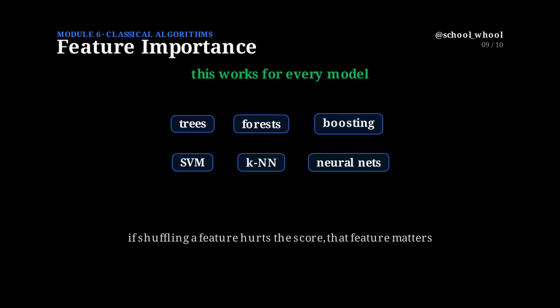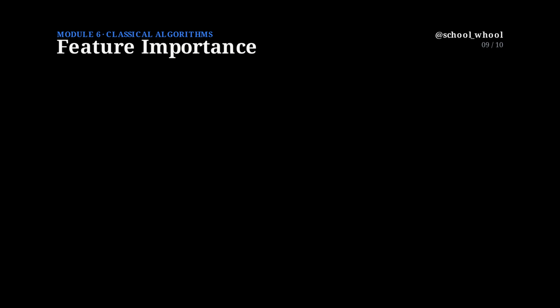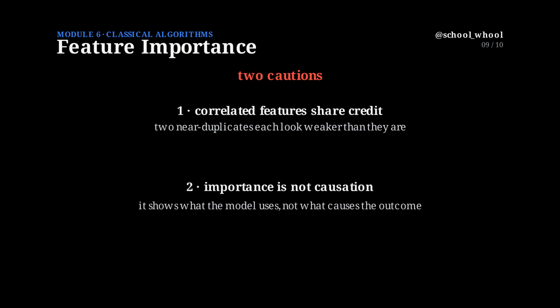If two features are strongly correlated, they can split the credit between them, making each look less important than it really is. And importance tells you what the model uses, not what truly causes the outcome. High importance is a strong hint, not a proof of cause.